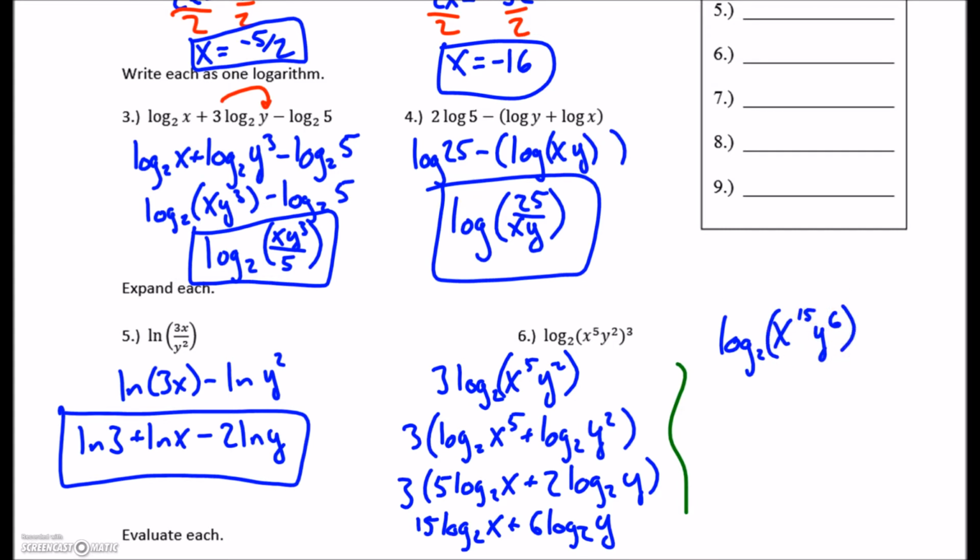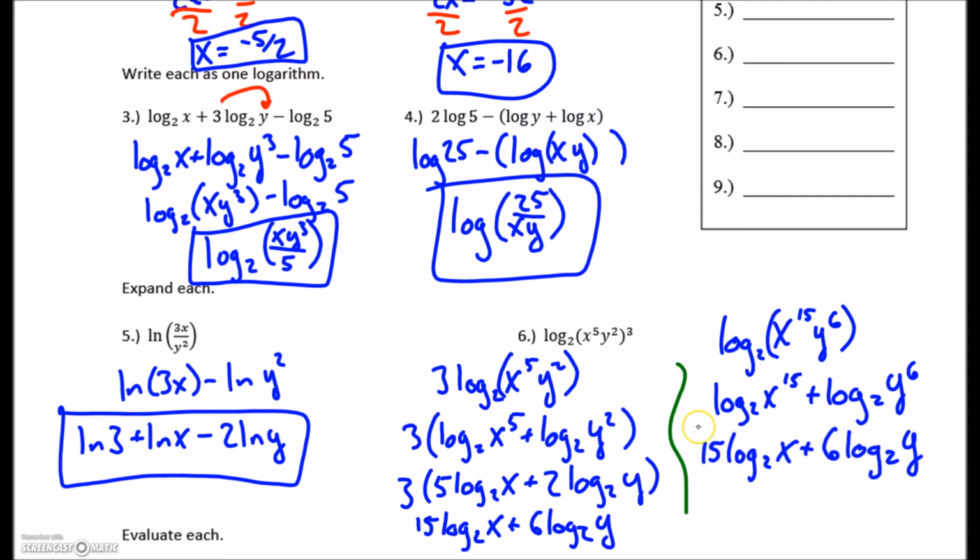And now from here, using my properties of logarithms to expand, it splits into log base 2 of x to the 15th plus log base 2 of y to the 6th. And now I can bring each of these exponents out front. And you'll notice right away that I get the same answer, just two different approaches to the order in which we do this. Okay?